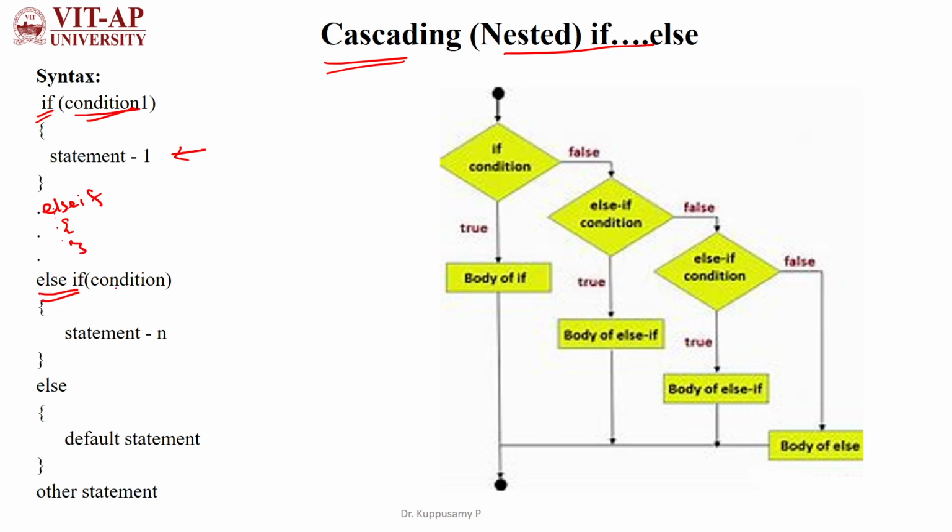Then again an else if condition is given here, right? Based upon the condition, either the true block will execute or the false block will execute. In the last else, the default statement will be there. So if all the conditions are false, then the last else block will execute. Otherwise, if any one condition is true, its corresponding true block will execute.